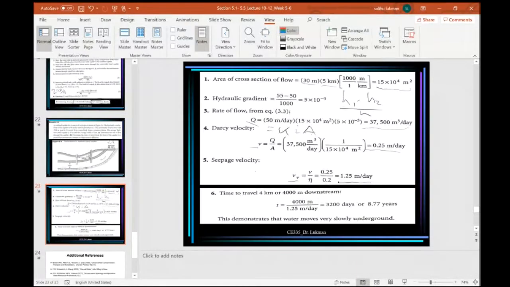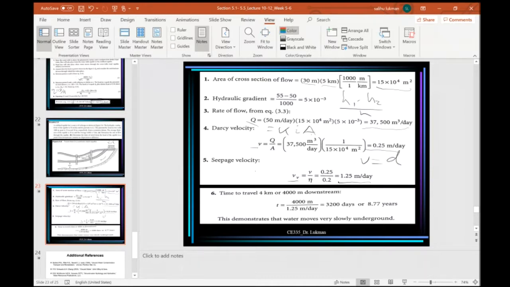So all the time, you realize that the seepage velocity is higher than the Darcy velocity. Here the Darcy velocity is 0.25 meter per day and the seepage velocity is 1.25 meter per day. That is 5 times greater than the Darcy velocity. So to find the time of travel, we use the seepage velocity in this case, not the Darcy velocity, because that is why we found the seepage velocity.